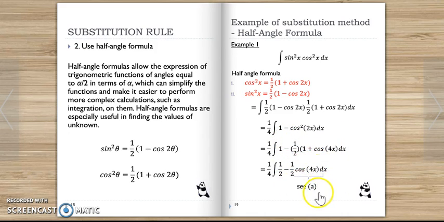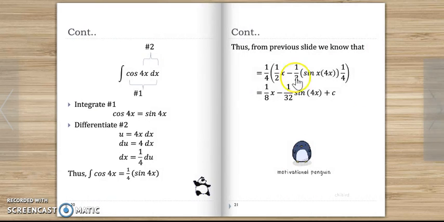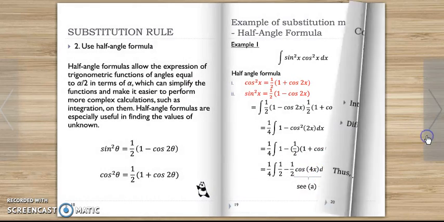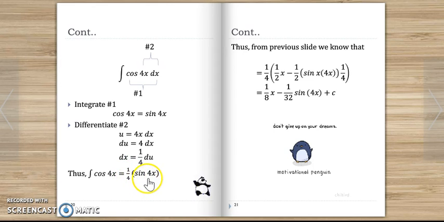Then it will become like this. So how to integrate this? First we integrate cos 4x, which equals sin 4x, then we differentiate. So u equals 4x, du equals 4 dx, so dx equals 1 over 4 du. Then we substitute back here, cos 4x will become 1 over 4 sin 4x. From the previous slide, we know this is what we substituted earlier. Then we just expand, and we got the answer.